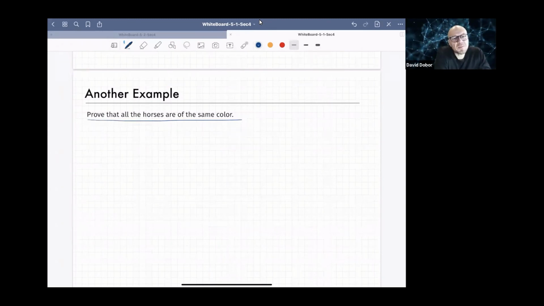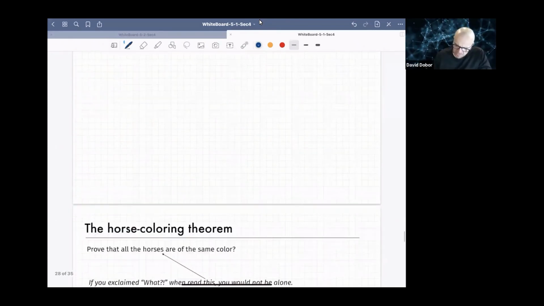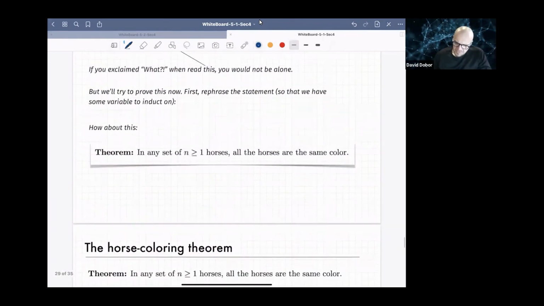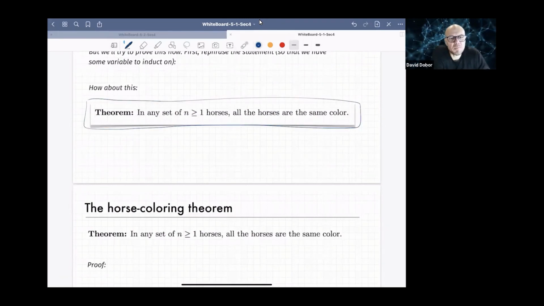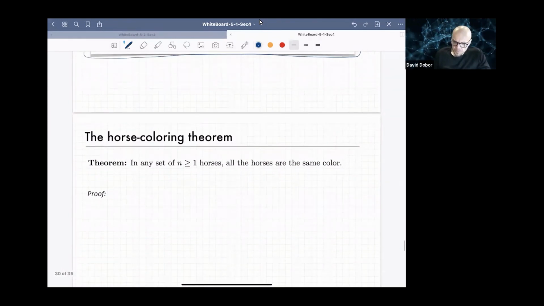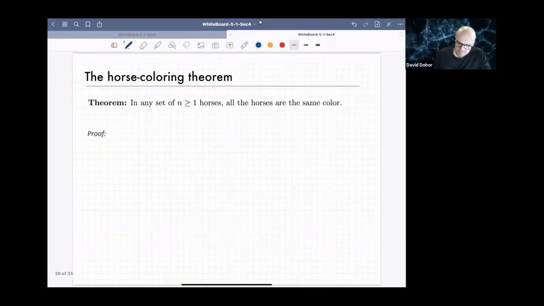Okay, so all the horses, an infinite number of all the horses that I see, they will be of the same color. That's what I need to prove. How do I prove it? Well, I translate this into a proposition that I can then prove using induction. And the proposition is this. This is the theorem that we want to prove. In any set of n horses, you see some number of horses, they're of the same color. Okay, so this is what we want to prove. And the proof is going to be by induction.